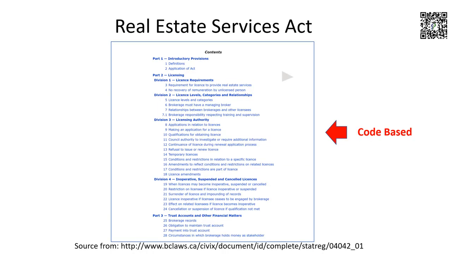Here I would like to give you a code-based law, such as the Real Estate Services Act. It has Part 1, Part 2, Part 3, Division 1, 2, 3, 4. Under Part 2, Licensing, Division 1, License Requirements. The Act stipulates that to be a real estate licensee, you must be a minimum of 19 years old, of good reputation, etc. And so this law is a statute law, which is code-based.